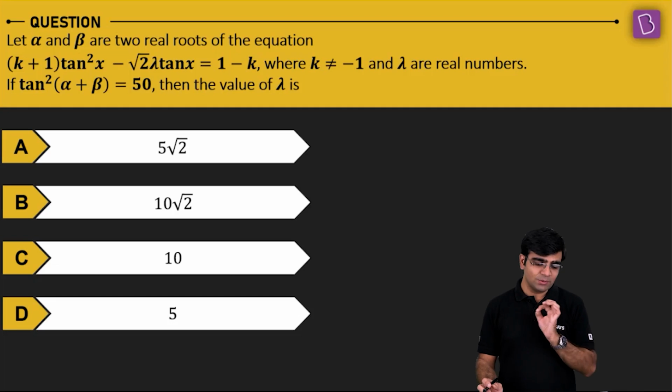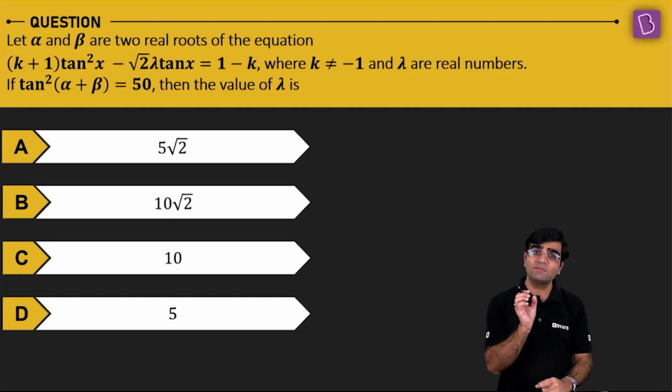Let alpha and beta be two real roots of the equation (k plus 1) tan square x minus root 2 lambda tan x equal to 1 minus k, where k not equal to minus 1 and lambda are real numbers. If tan square (alpha plus beta) is given equal to 50, then the value of lambda is.